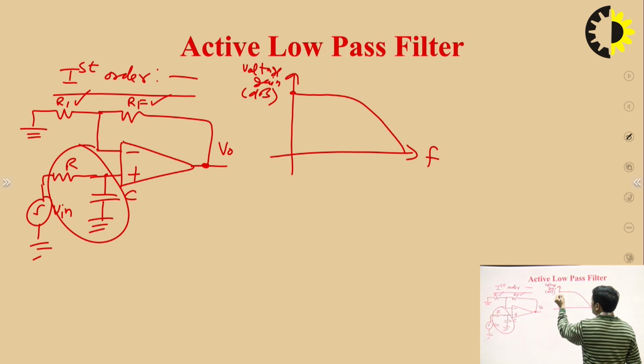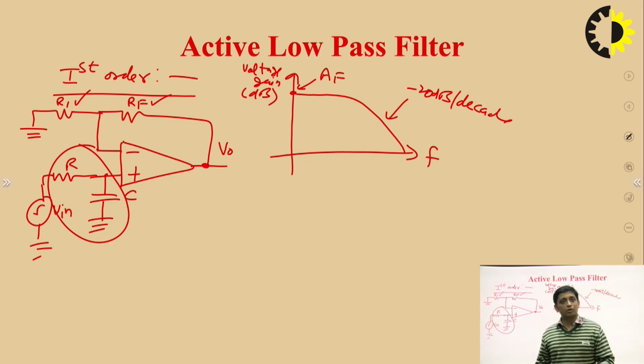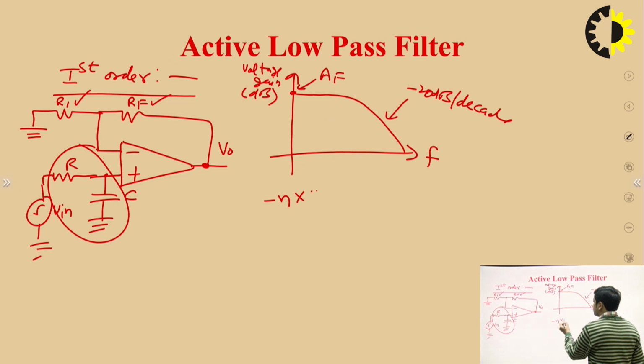You can see that the maximum gain, let's say this gain is AF, and this AF is called the passband gain, and this gain is decreasing. For a first order filter, the rate of decrease of this gain is minus 20 dB per decade. This is for the first order low pass filter. This is called the roll off rate. For the second order low pass filter, the roll off rate is minus 40 dB per decade. For the third order low pass filter, the roll off rate will be minus 60 dB per decade. For the nth order filter, the roll-off rate will be minus n into 20 dB per decade, where n is the order of the filter.